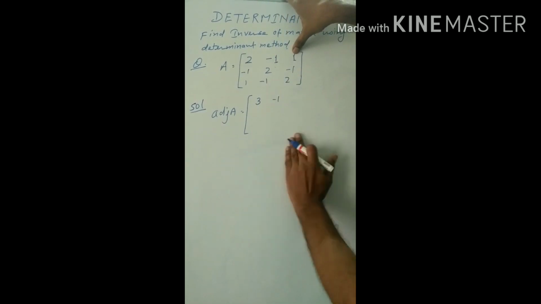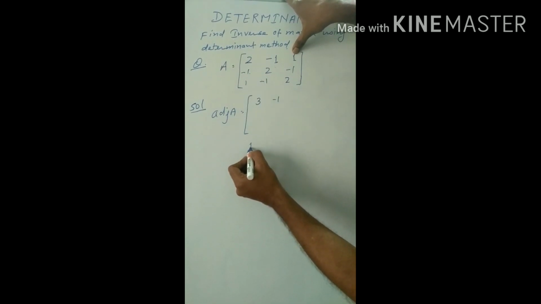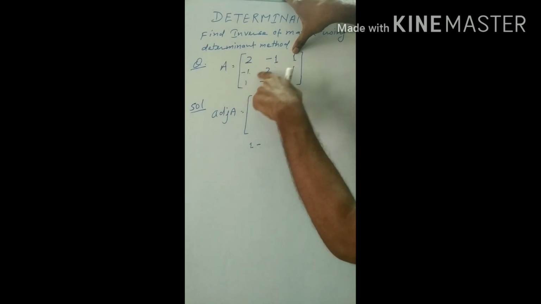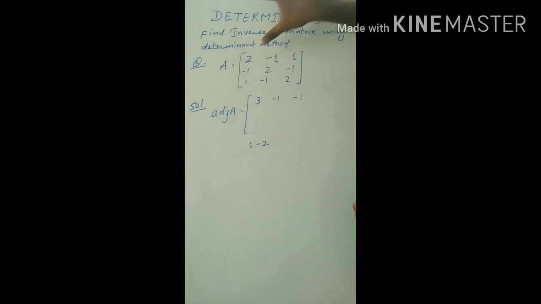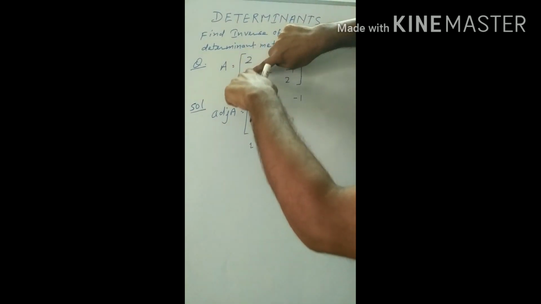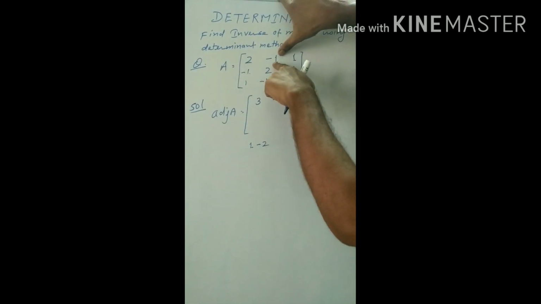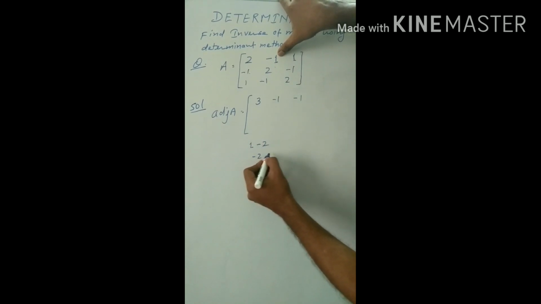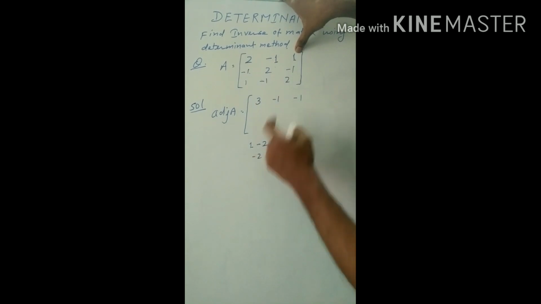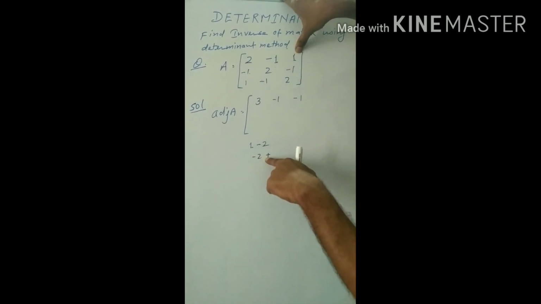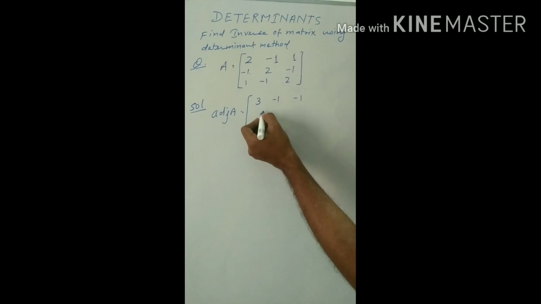Now for this one, multiply this and this, that is 1. Minus sign, multiply these two, that is 2. 1 minus 2 is minus 1. Now for this one, leave the first column and the second row. So it is minus 1 into 2, minus 2. Minus sign. Minus 1 into 1 is minus 1. And minus was already here. So it is plus. Minus 2 plus 1 is minus 1.